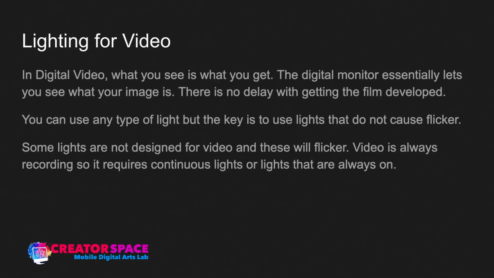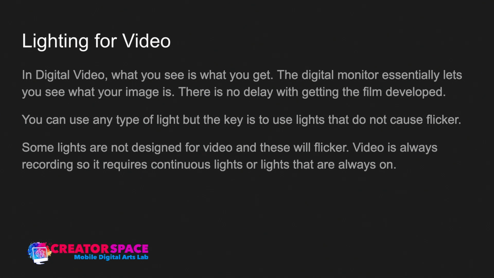So, lighting for video. In digital video, the nice thing is we're pretty familiar with it. With iPhones and video cameras, what we see is what we get. The digital monitor essentially lets us see what our image is, and that's really important because there's no delay with getting the film developed. What we see is what we get instantly, which is a really cool thing.